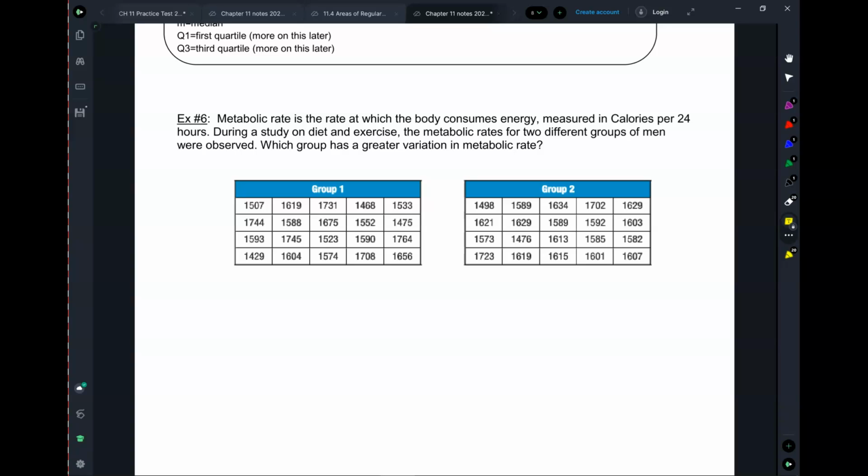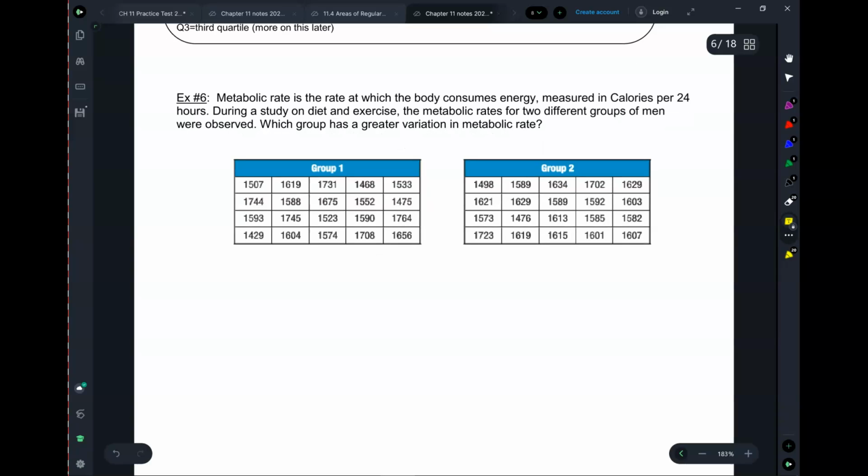Okay, listen. Take a look at this question. Metabolic rate is the rate at which the body consumes energy. It's measured in calories per 24 hours. During a study on diet and exercise, the metabolic rates for 2 different groups of men were observed. Which group has a greater variation in metabolic rate? Standard deviation.